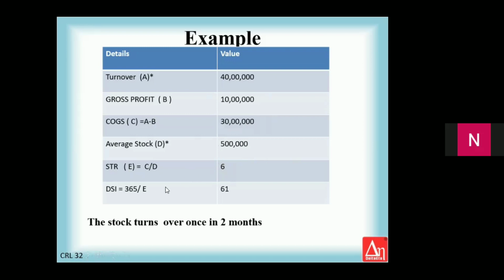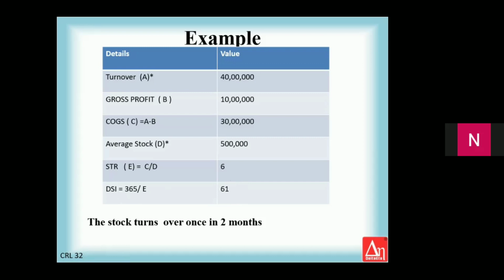Now, DSI is 365 divided by STR, that is 6. So 365 divided by 6, you get 61 days. So DSI, which is days sales of inventory, is 61 days. So every 61 days, the stock inside the organization is replenished or turned over to become cash. So this is a very good, simple way of calculating the right stock value.